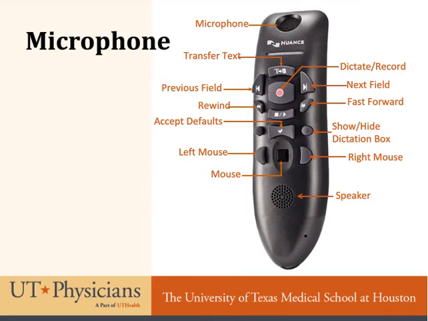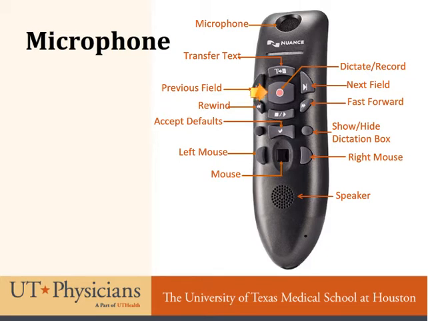This picture displays the PowerMic 3 with a description of each button. Microphone placement is very important with Dragon. Holding the microphone 1 to 3 inches away from the corner of your mouth, not directly in front of your mouth, will give you the best audio.